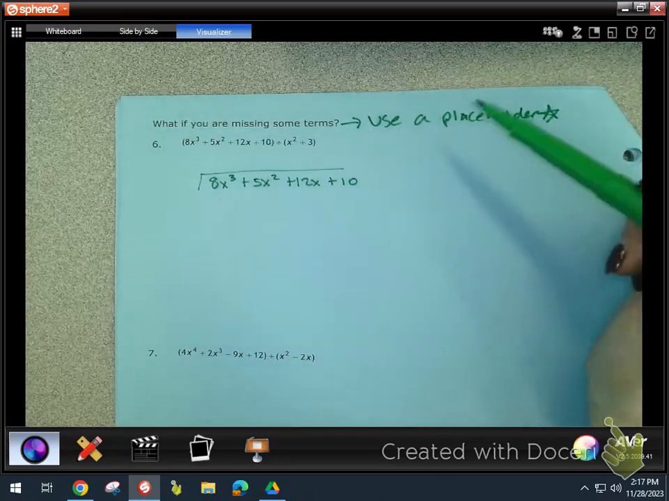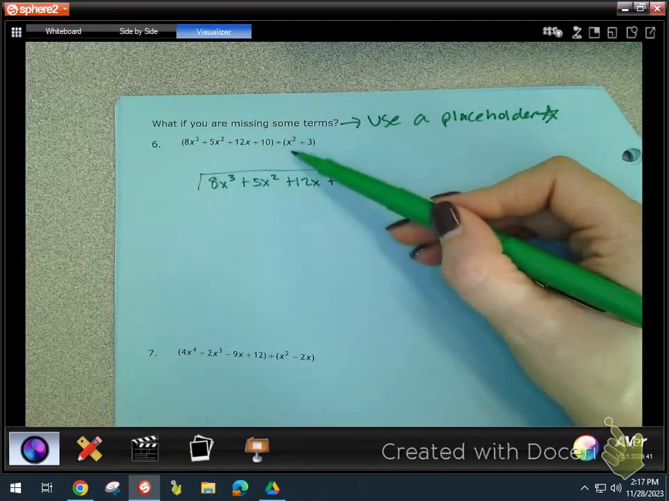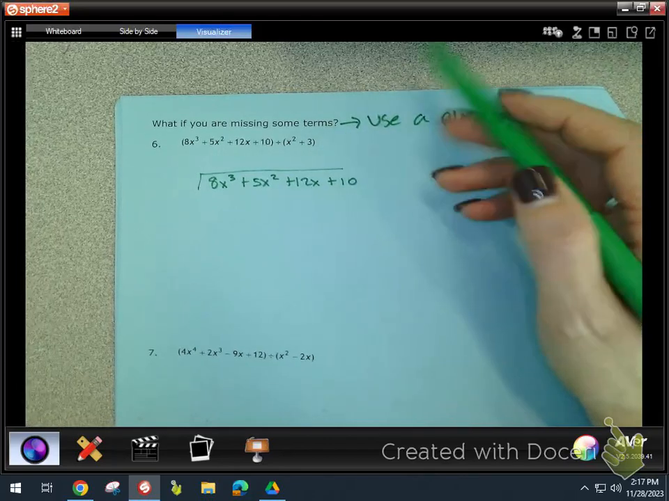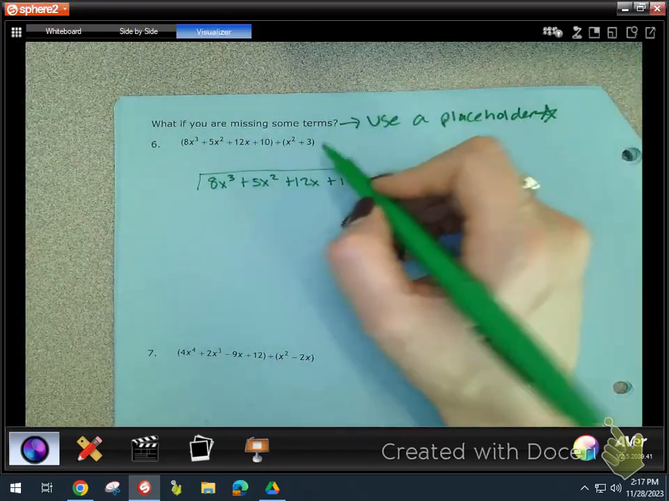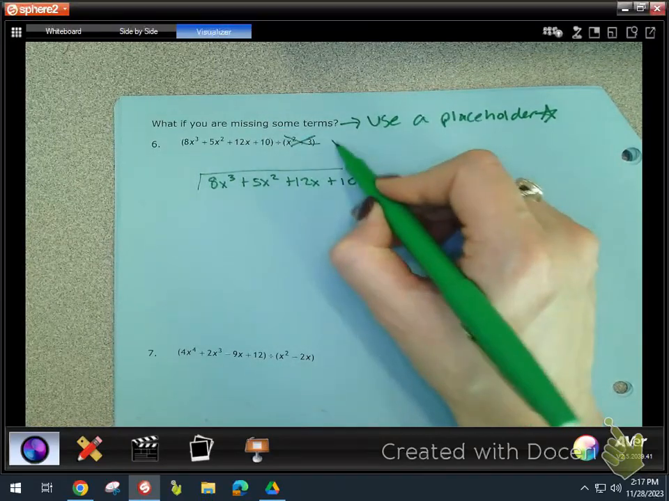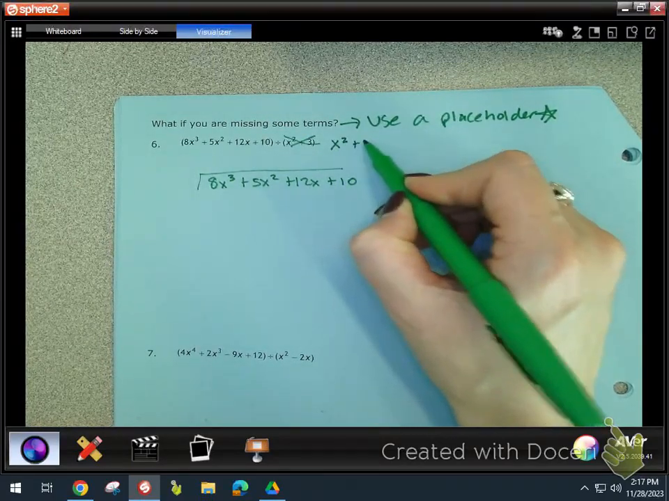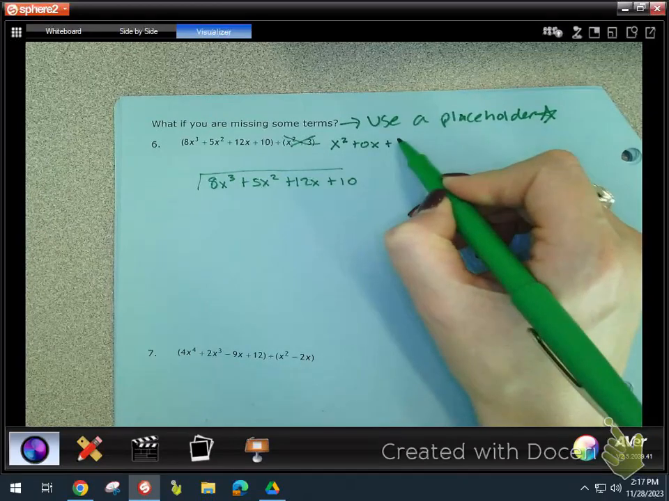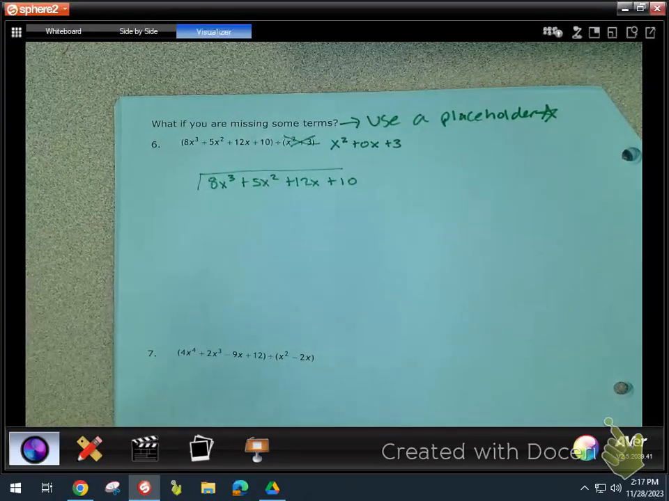But the divisor goes x squared to x to the 0. So what am I missing there? A 0x. So I need to rewrite this as x squared plus 0x plus 3. So it's dividend or divisor. They all have to be there.